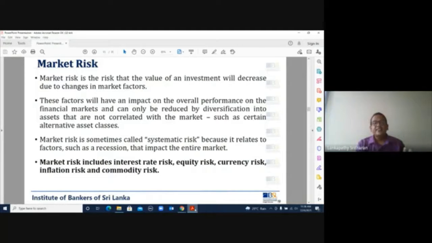Market risk is also called systematic risk, because it is related to factors such as recession that impact the entire market. That is what I have already explained to you. Market risk is called systematic risk because it is applicable to the entire market. Market risk includes interest rate risk, equity risk, currency risk, inflation risk, commodity risk, and all these things.